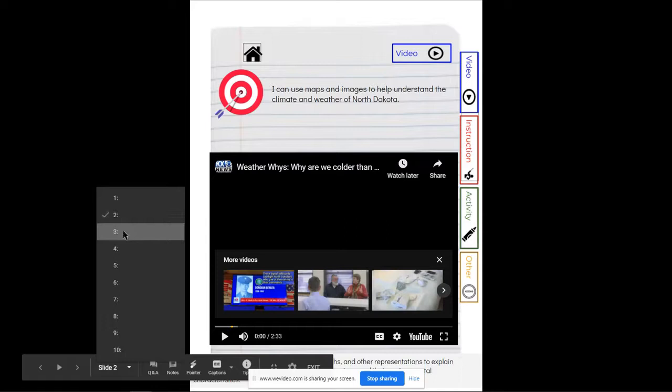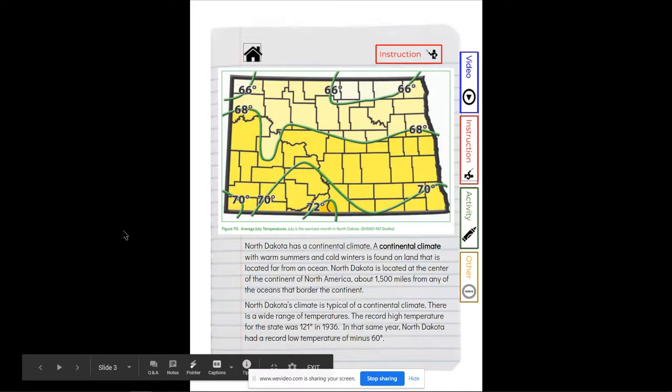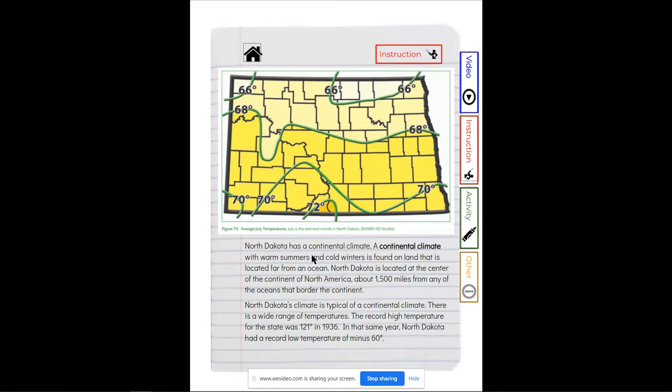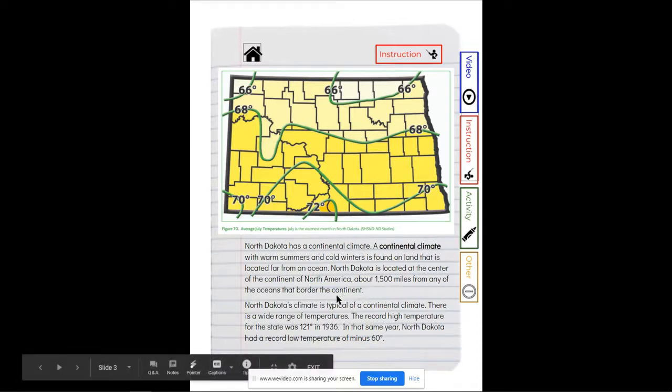As we move into our lesson, we have multiple pages of instruction, and they start here. North Dakota has a continental climate. A continental climate with warm summers and cold winters is found on land that is located far from the ocean. North Dakota is located at the center of the continent of North America, about 1,500 miles from any of the oceans that border the continent.